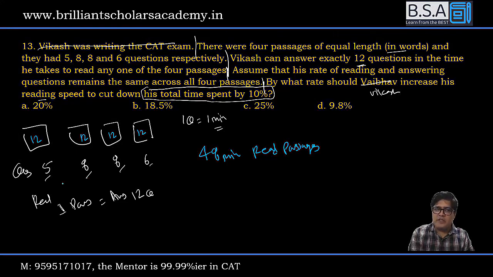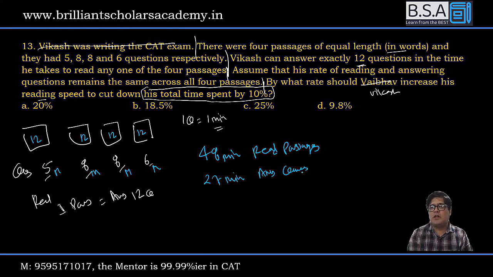How many questions are there? 5 questions, 1 minute each. So 5 minutes, 8 minutes, 8 minutes and 6 minutes. 16 plus 6 is 22, plus 5 is 27. 27 minutes are required to answer these questions. Now, the total time required is 75 minutes.